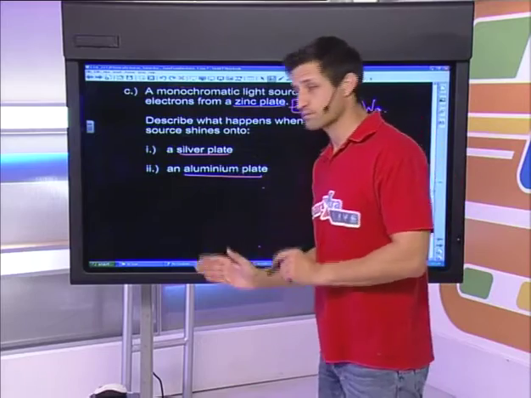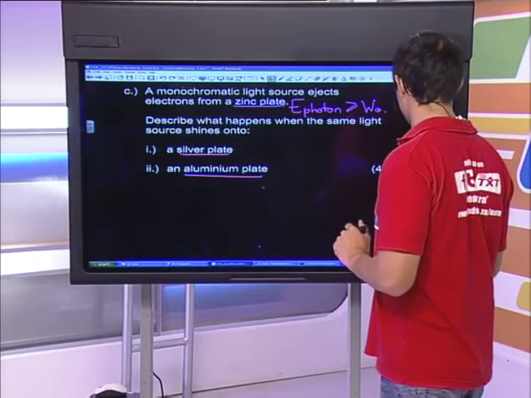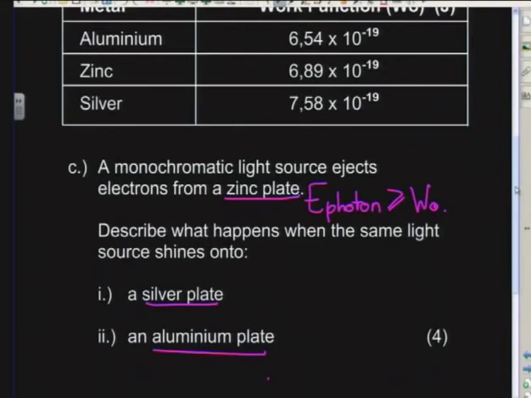Now, to answer this question, we have to go back to our table, which shows us the work functions. Now, think about this. These photons had enough energy to kick off electrons off a zinc plate. They had more than that. So the energy of the photons exceeded this value. They were greater than or equal to that value. So now, what happens when we shine these same photons onto a silver plate? Now take a look at this.